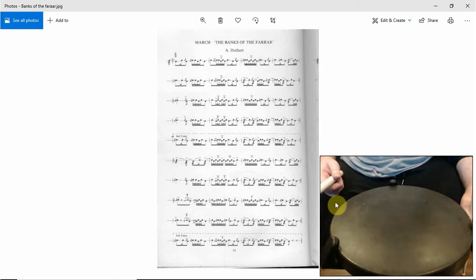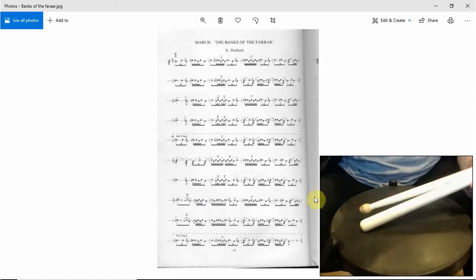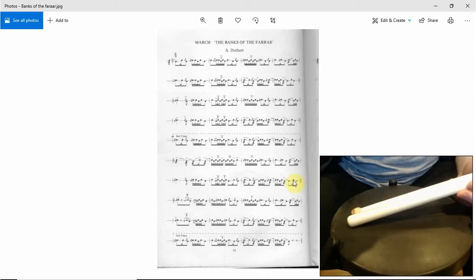So we're on the last part of the Banks of the Farrar. Let's get going. So, again, it starts da-da-cha. So right, left, flam.